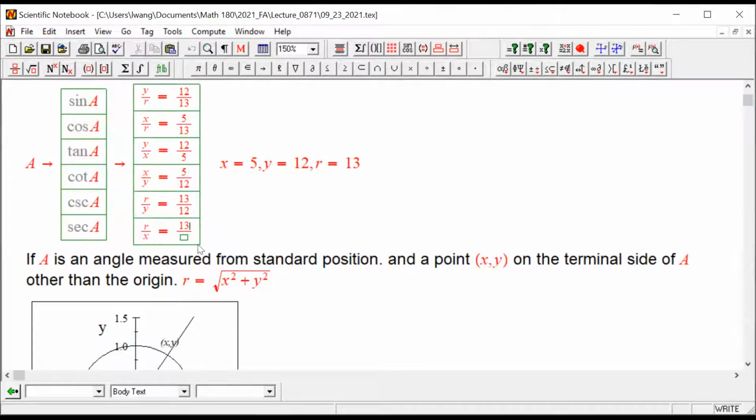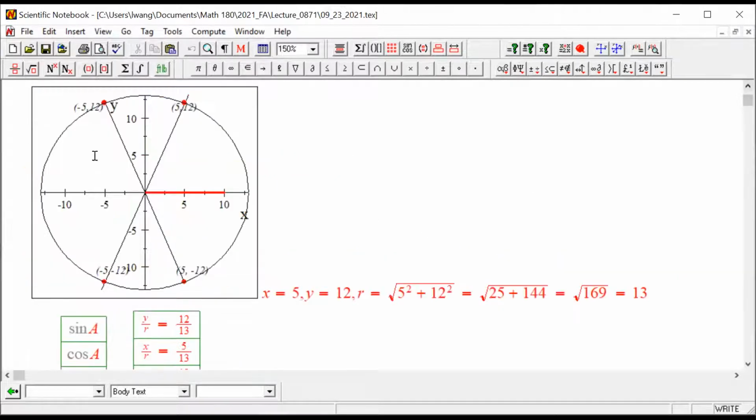Is 13 over 5. And you're done. So that's one of the points. That's the point in the first quadrant. Do you guys want to try the point on the second quadrant?